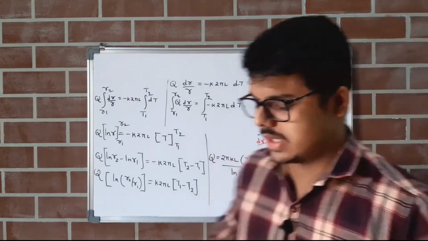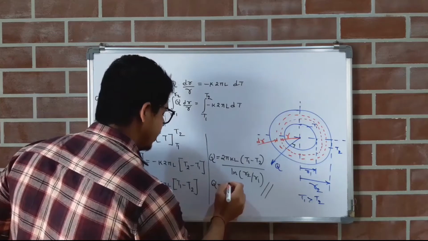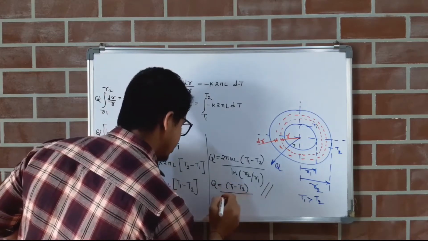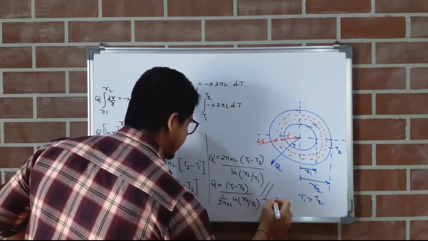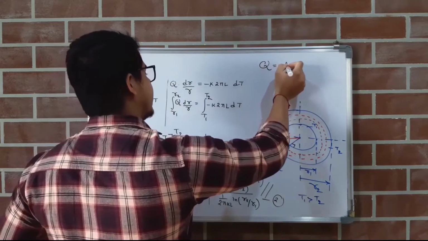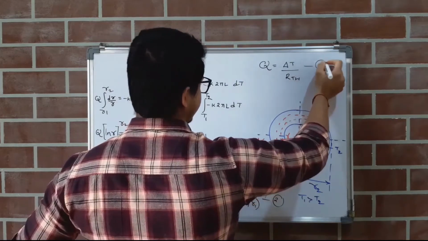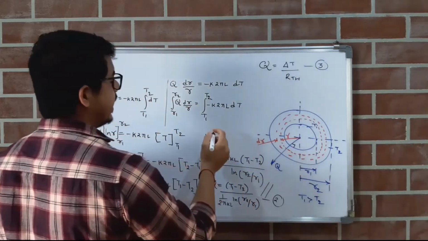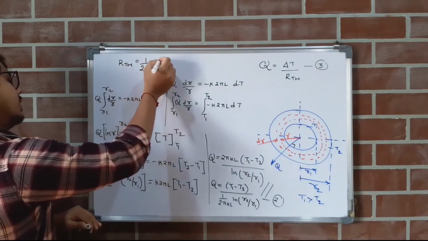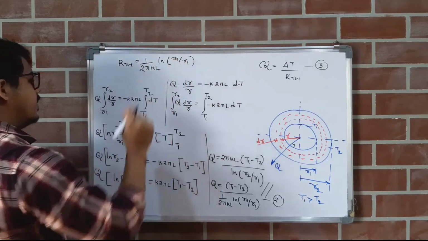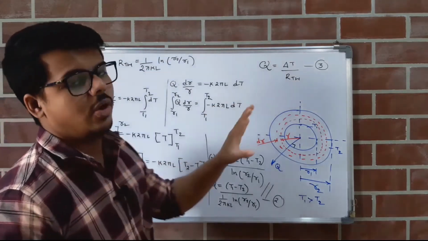Now using this same equation we can get the formula for RTH also. So Q is equal to T1 minus T2 upon 2 pi KL into ln of R2 by R1. Let's say this is equation 2, and Q is equal to delta T upon RTH. This equation is famous, and this is equation 3. Comparing equation 2 and equation 3, we get RTH as 1 upon 2 pi KL into ln of R2 by R1. So this is about the heat conduction in case of hollow cylinder.